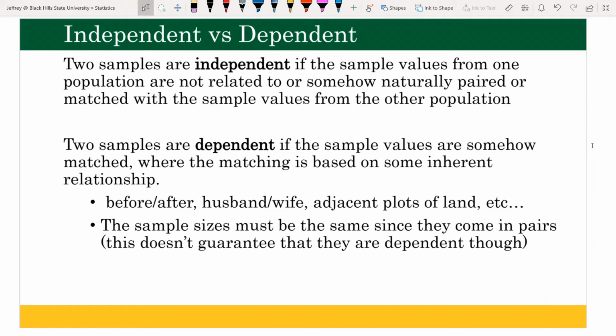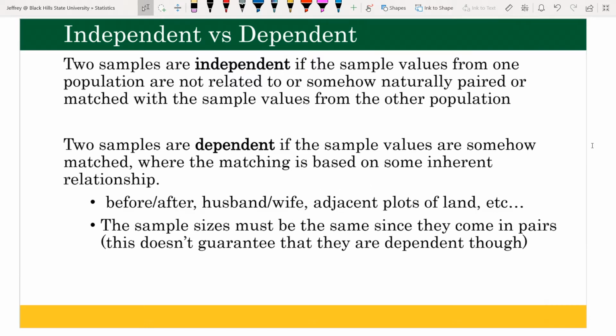You can look at adjacent plots of land if you're trying to grow good quality wheat, and you may be comparing different types of fertilizer used for both types of wheat. They do have the same types of soil. They have the same types of rainfall applied to them, or maybe the same type of irrigation. So again, they have a lot of similarities. Because of this, we treat them as dependent.